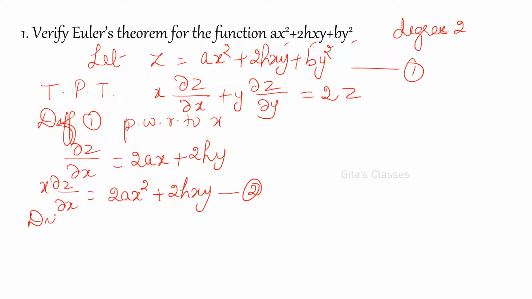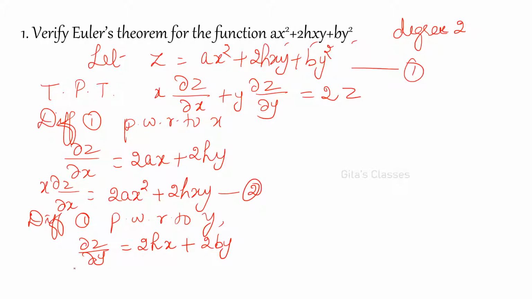Similarly, differentiate one partially with respect to y. What will you get? Dou z by dou y is equal to, first term will become 0 because you have x squared, x is to be treated as a constant. So 2h into x plus into 1, right? Because we are differentiating partially with respect to y. So 2by, right? So y into dou z by dou y will be equal to 2hxy plus 2by squared. Let this be equation number 3.